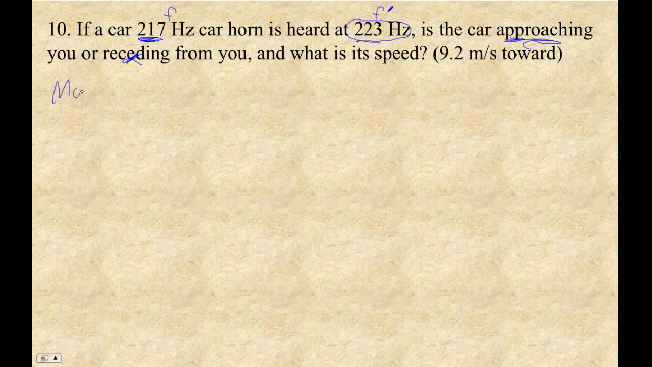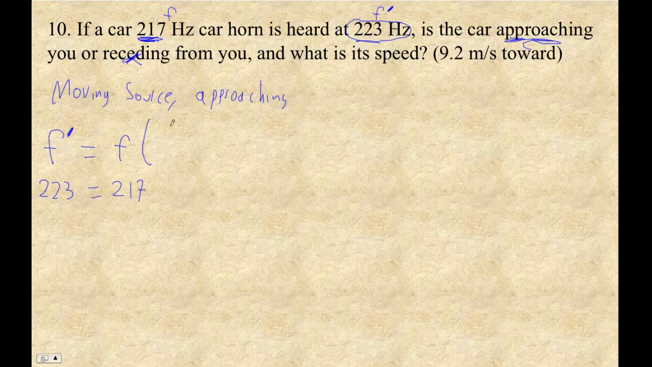So this is a moving source and it's approaching, right? Because you hear the frequency at 223, which is a higher frequency, right? So the formula for that is the shifted frequency, which is the 223, right? Equals the original frequency, which is the 217, right?